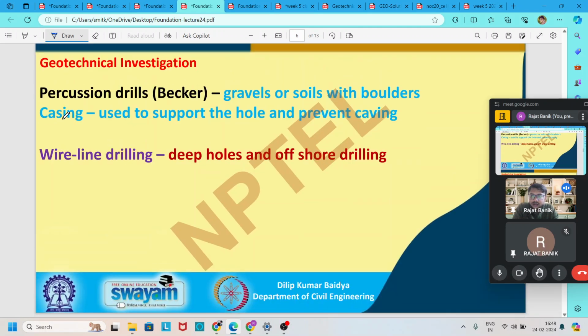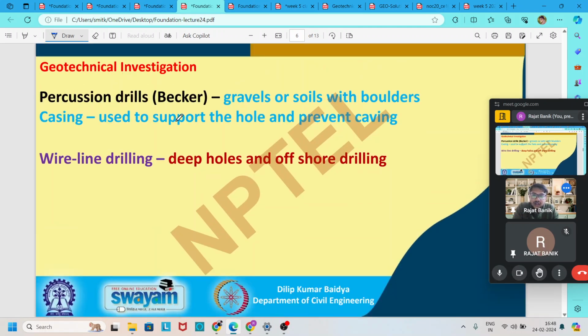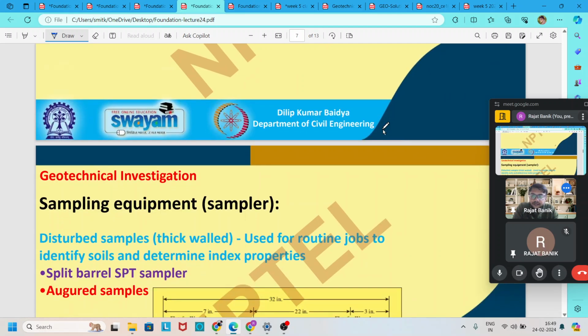Then there are percussion drills and wireline drilling. Wireline drilling is used for deep holes and offshore drilling, and percussion drilling is used for gravel or soil with boulders. Casing is used to support the hole and prevent caving.